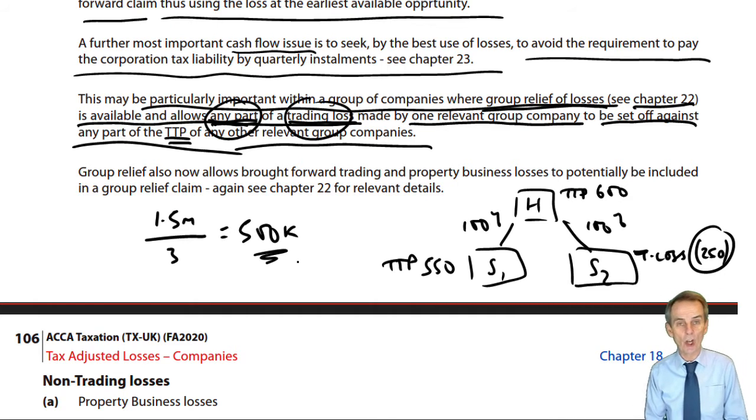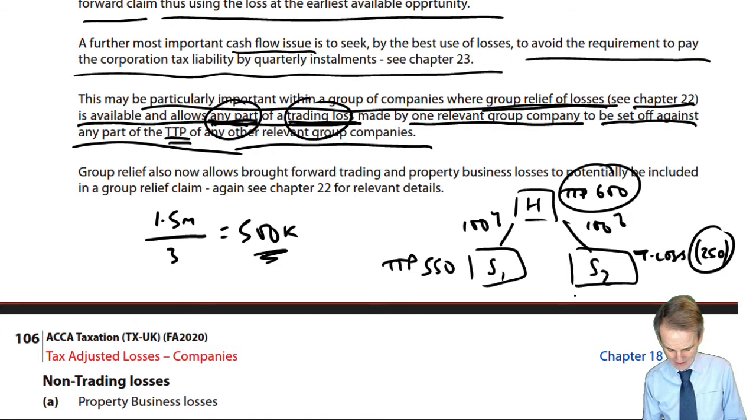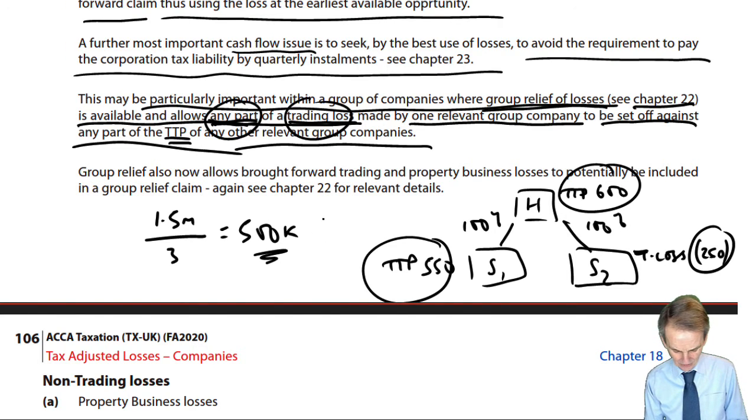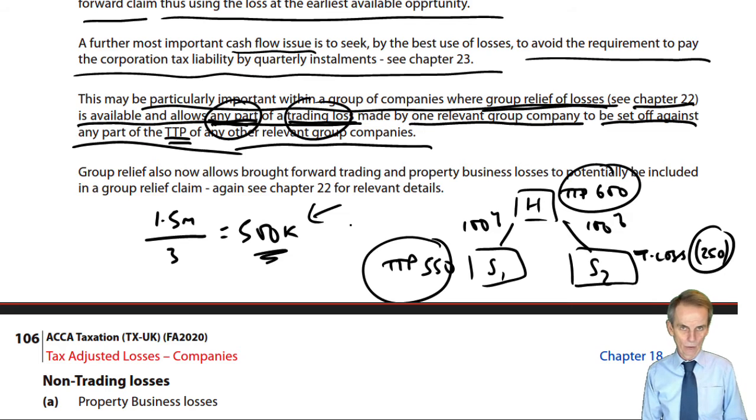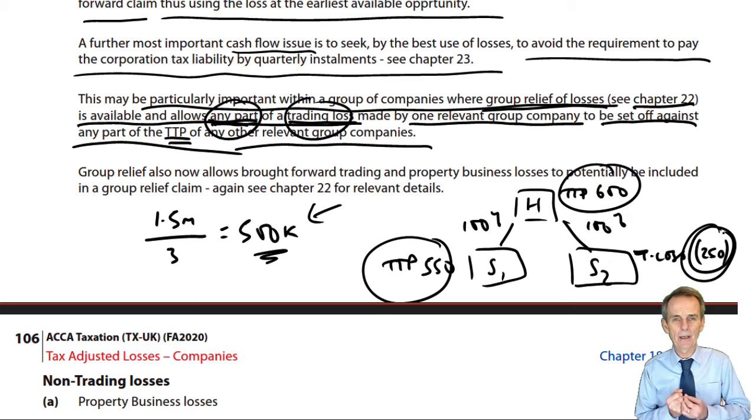Now, of course, that's why I chose the figures of profit that I have, because the holding company has a profit of 600, that exceeds 500, and therefore is large. Subsidiary 1 has 550,000, again in excess of 500, it is large. And on that basis, what we would now be able to do is not just use S2's trading loss of 250, as we've been introduced to in this chapter, in terms of a current period claim, a carryback claim, a carry forward claim just within S2. Now, because of the group structure that exists, it would allow group relief to apply.